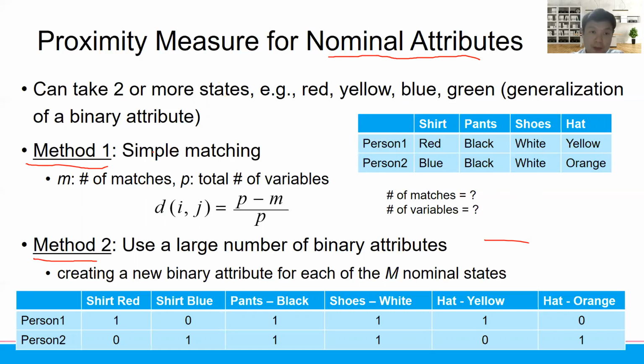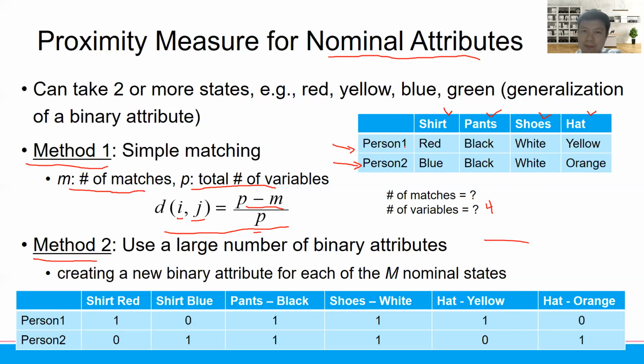Let's see. In simple matching, we have m, which is the number of matches, and p is the number of variables. The formula will be here. To measure the distance between i and j, the formula is (p - m) / p. Let's see, I have two data, person 1 and person 2, and there are 4 attributes: shirt, pants, shoes, and hat. So how many variables do we have? Yeah, there are 4. Now I would like to know how many of them are matches.